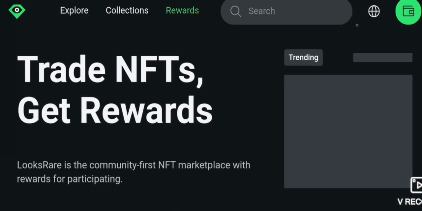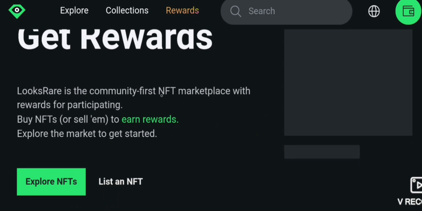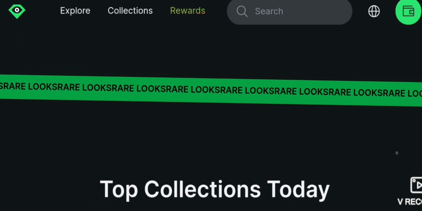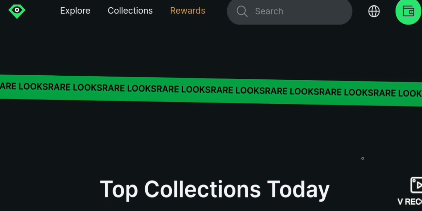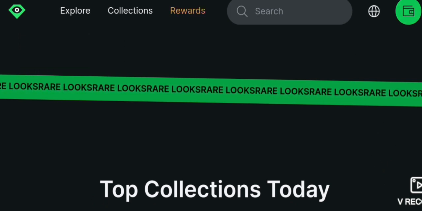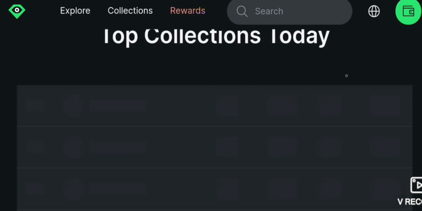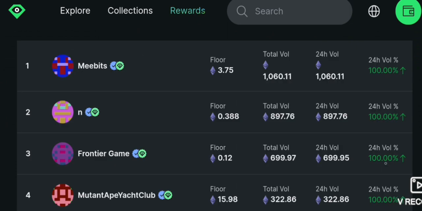Apologies. Trade NFTs, get rewards. Community first NFT marketplace with rewards for participating. Buy or sell them to earn rewards. I like the color scheme. Rather this green than the Spotify green. But maybe that's the Spotify green. But yeah, beautiful. I like the eye. Eye looks rare. All right.